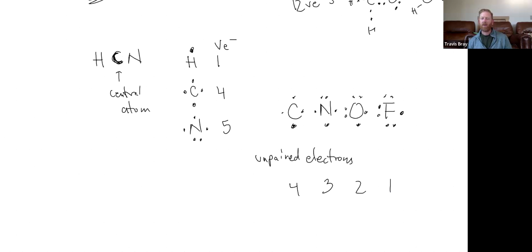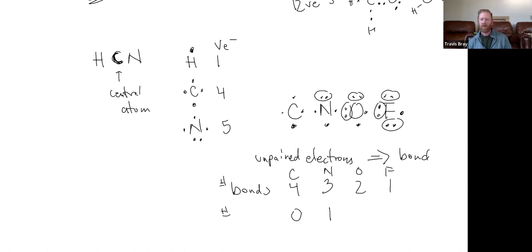Each one of these becomes a bond. So the number of bonds each one of these wants for carbon, nitrogen, oxygen, and fluorine is 4, 3, 2, 1. And the number of lone pairs of electrons: here's 1 lone pair of electrons, there's 0 here, there's 2 lone pairs of electrons there, and there's 3 here. And we're going to call these LPEs, lone pairs of electrons. This is a common theme in molecular models. 4, 3, 2, 1, 0, 1, 2, 3. And this becomes a really nice shortcut.